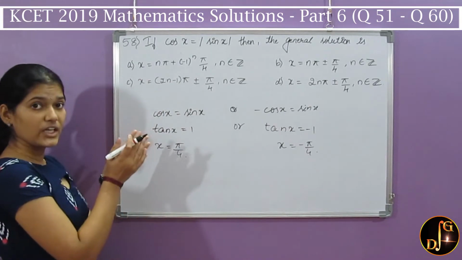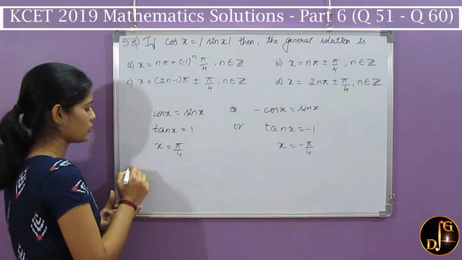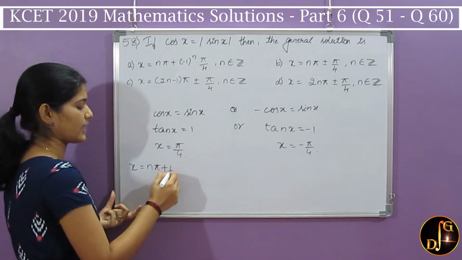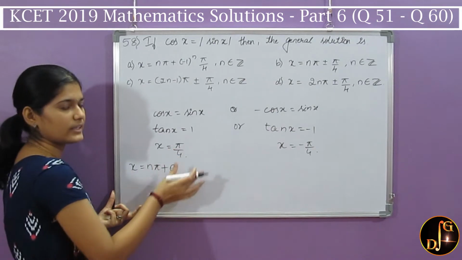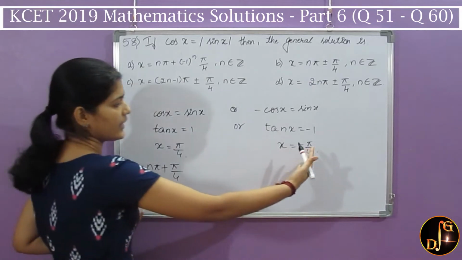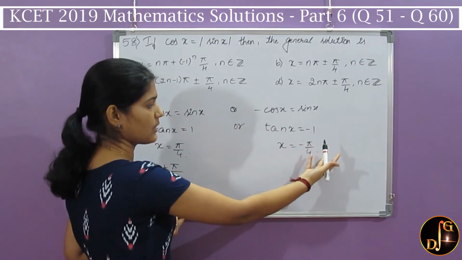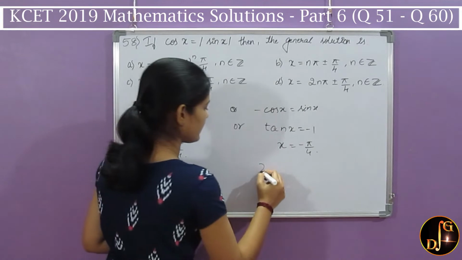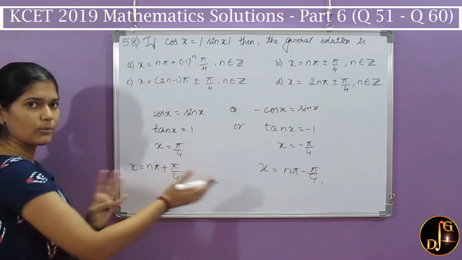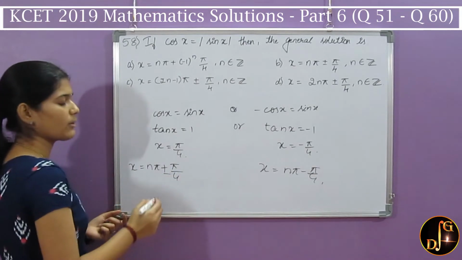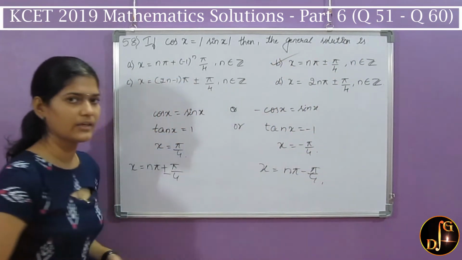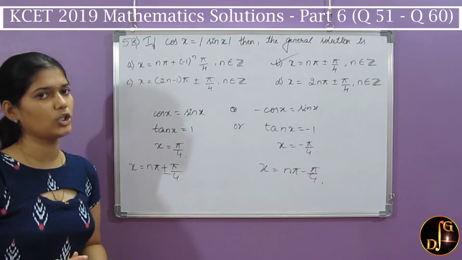Here we want the general solution. What is the general solution of tan x? That is n pi plus theta, right? Here in place of theta we have pi by 4, so it is n pi plus pi by 4. Here in place of theta we have minus pi by 4, so here we will get n pi minus pi by 4. If we combine both of these, then we will get n pi plus or minus pi by 4. So the correct answer is option B, right? Now let's move on to the next problem.